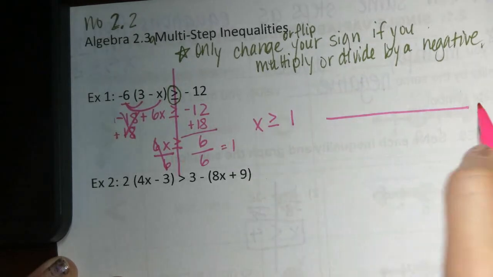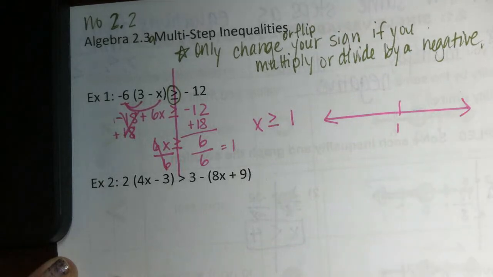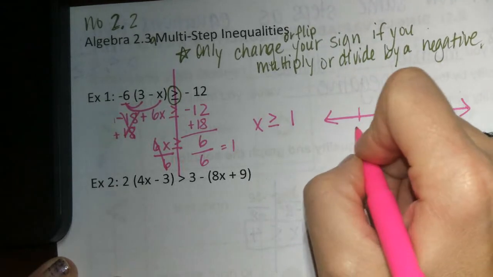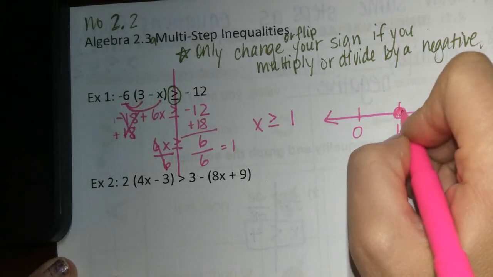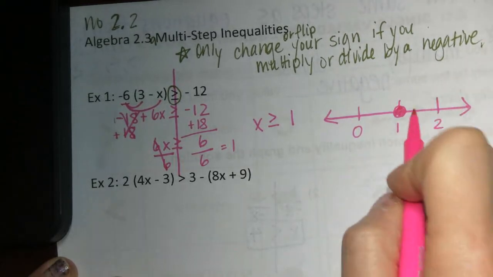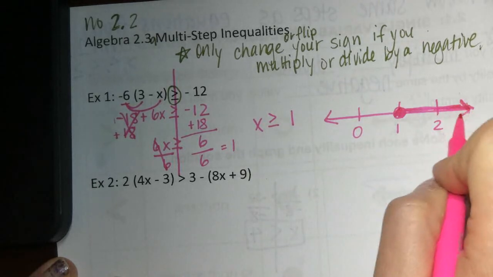So if you're going to graph it, here's your 0, 1, 2. It's greater than or equal to, so we're going to fill it in at the 1, and it's greater than, so it's going to be shaded to the right.